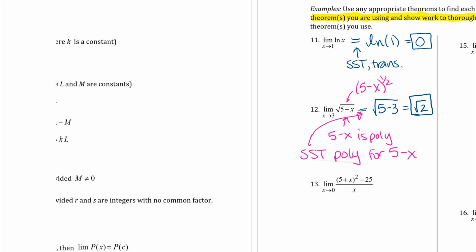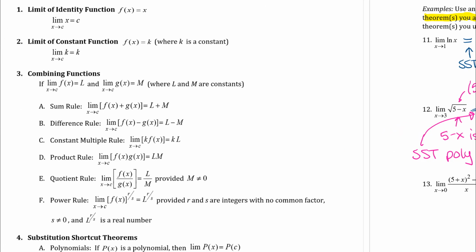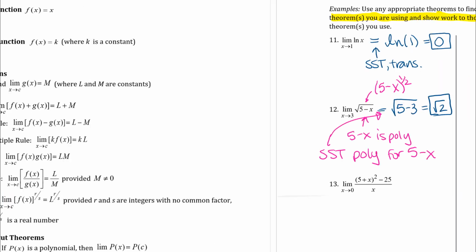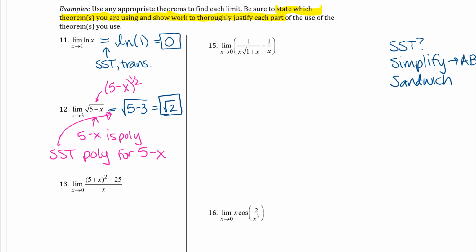And we have a combining functions theorem that is about powers. So let me just scroll over here to look at that. Power rule for combining functions says that provided I know the limit of the inner function, which is a polynomial, so we can use substitution shortcut theorem for that, then I can get the limit is just the limit of that inner function to whatever power, to the r over s power, provided r and s are integers. So that's the other part of what we're using here. So combining functions theorem, and it's really the power rule for that.